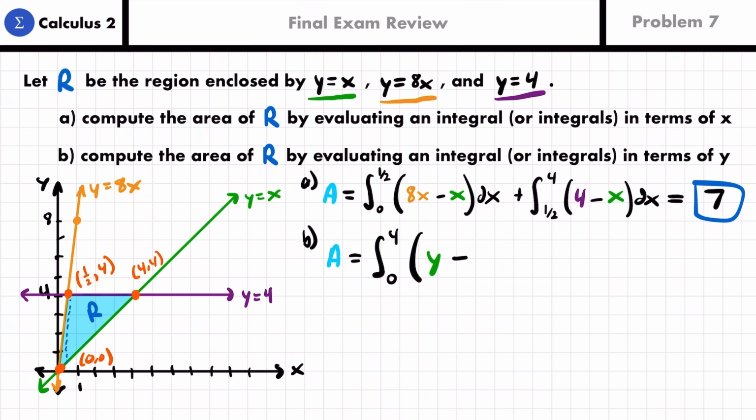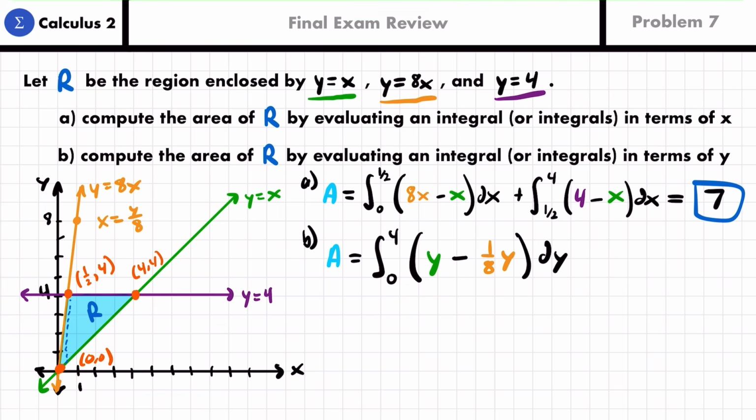Instead, solve for x in this equation so that it's an equation of x in terms of y, which you can do pretty quickly. Just divide both sides of the equation by 8, and you will find that x is equal to y divided by 8, or 1/8 times y. So that's what we are going to subtract in the integral. The leftmost function is 1/8 times y. And so close that parenthesis and then write dy, and you're good to go.